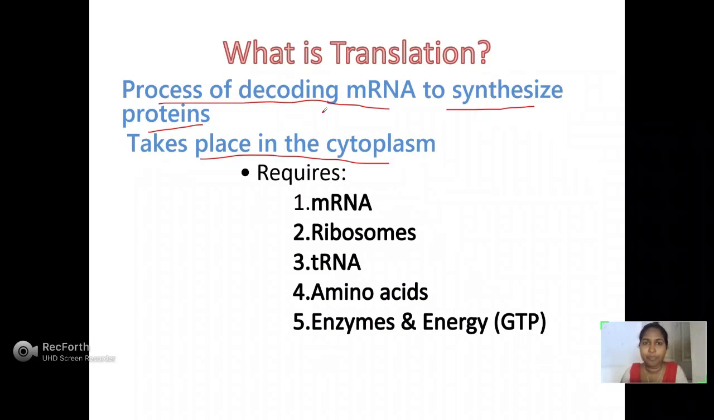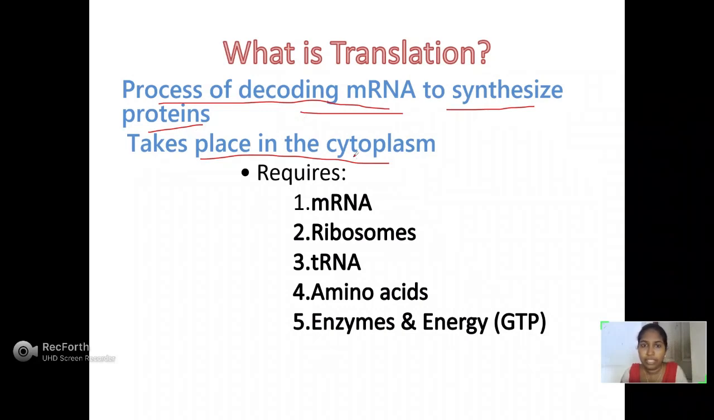Are you clear about these two points? Just remember that translation is decoding of something from someone. From where is it decoding? From mRNA. From mRNA it is decoded into an understandable form. What is that understandable form? It is the protein form. Decoding of mRNA to protein is called translation.